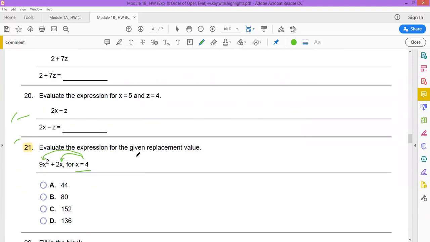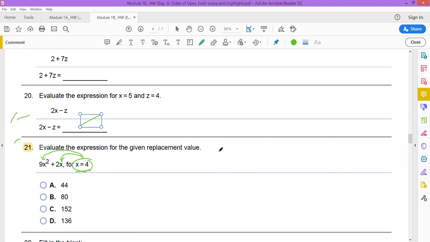Let's look at number 21. For 21, you're asked to evaluate this expression for the given replacement value. When we say replacement value, we're talking about this x. Given an expression, 9x to the second power plus 2x, but we want to know the value of this expression when x is 4. So I drew arrows here to show you everywhere you see the letter x, you're going to replace it with 4.